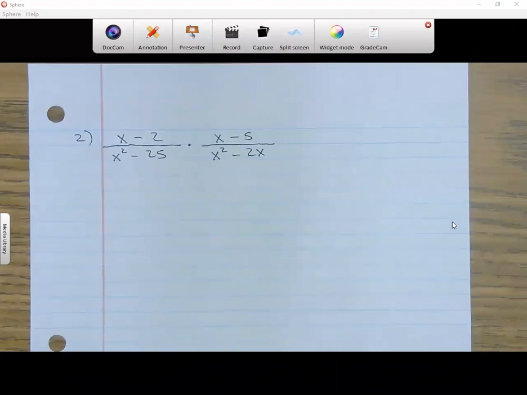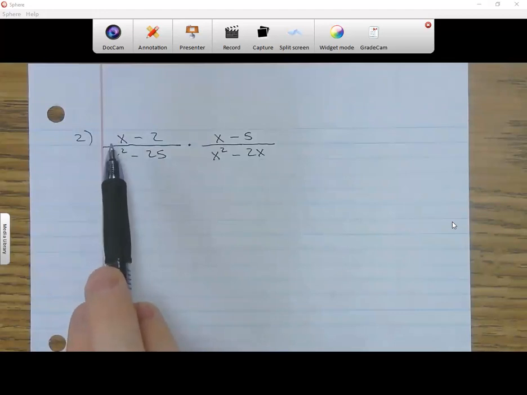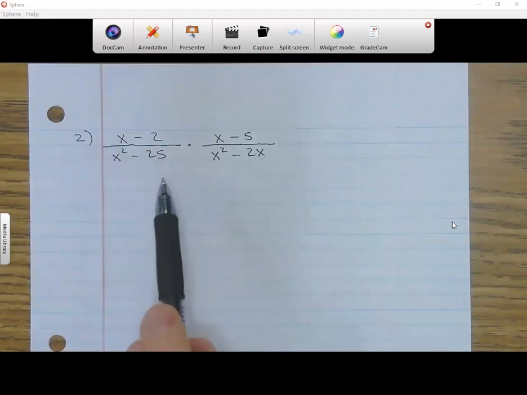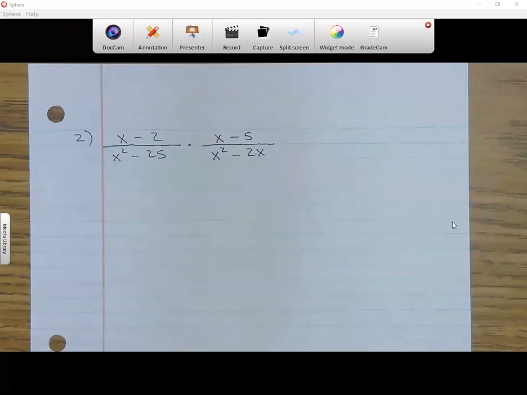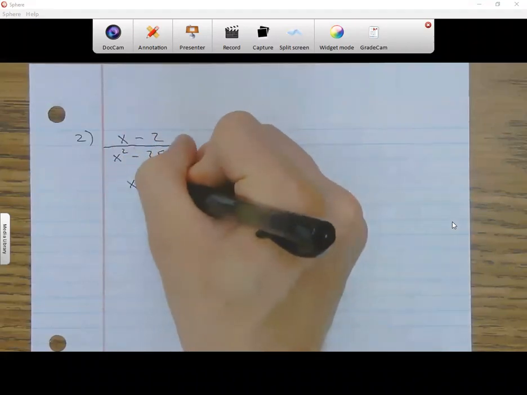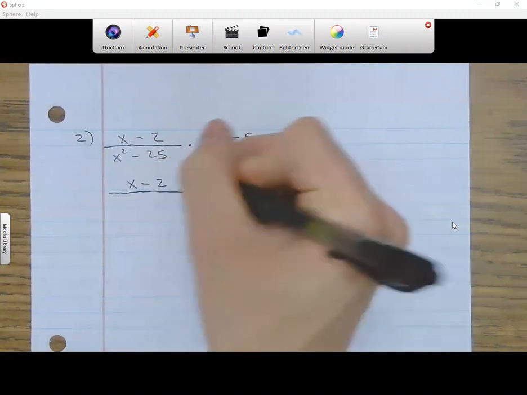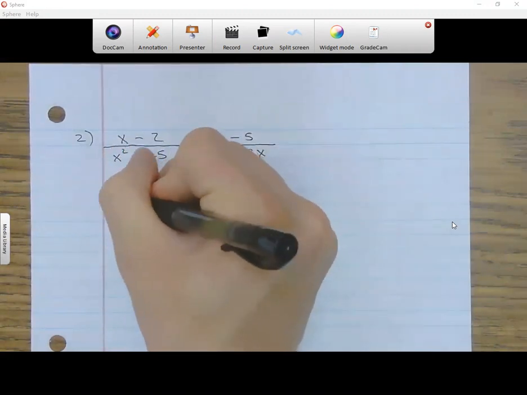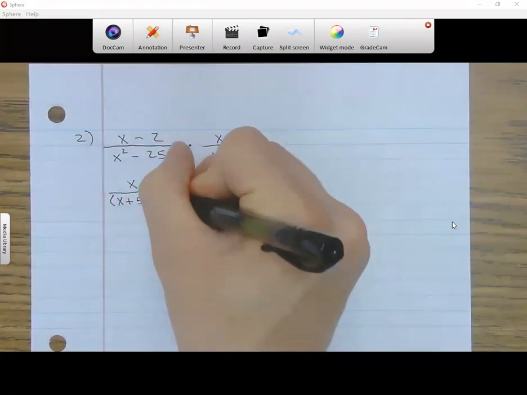Okay, so looking at this, I've got two fractions. I'm trying to multiply them, and I can factor some stuff on the first fraction, right? Not at the top, because the x minus 2 can't be factored anymore. But this x squared minus 25, we can write that as a difference of squares, right? We can do x plus 5, x minus 5, and that's what I'm going to do. So let's rewrite the first fraction as x minus 2 on top. That hasn't changed, and we're going to write this as x plus 5 and x minus 5.